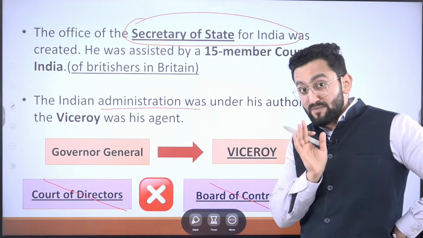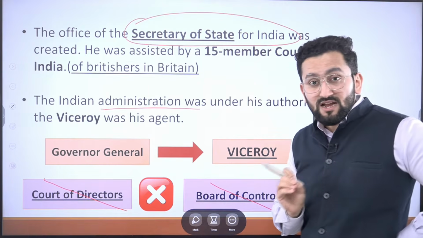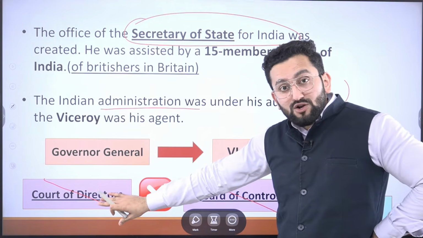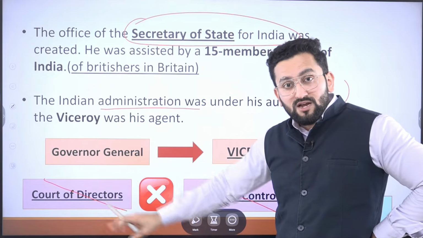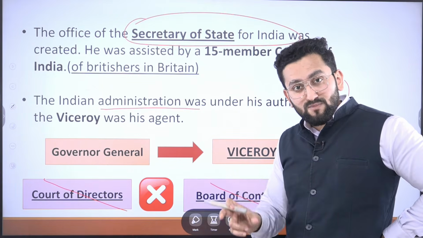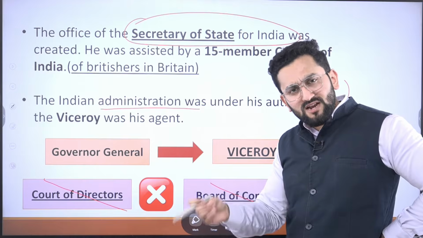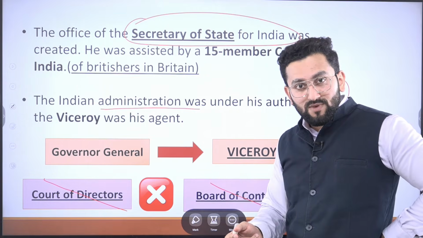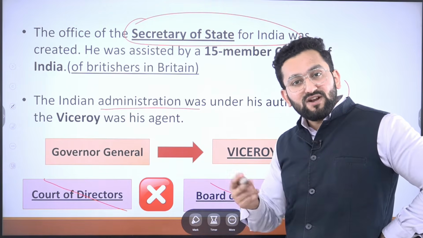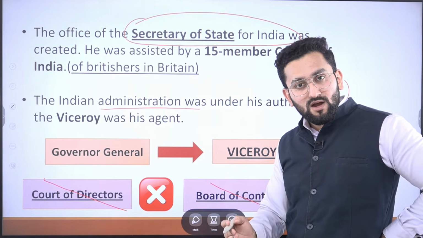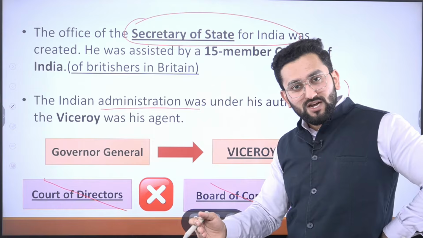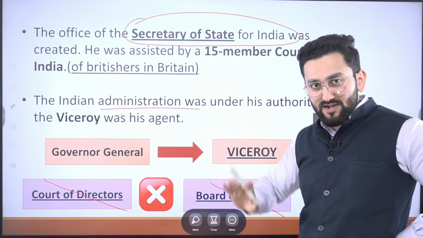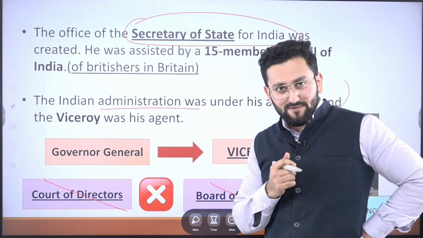I'm repeating my statement. I'm saying Board of Control and Court of Director, these two segments of administration of English East India Company in India were created through Pitt's India Act 1784, comma, but abolished after Government of India Act 1858. Tell me, what is going to be the answer?